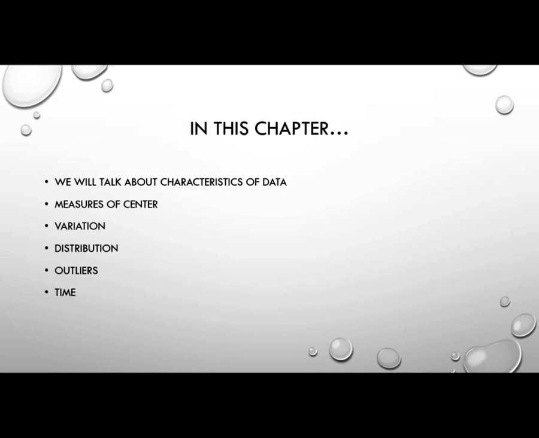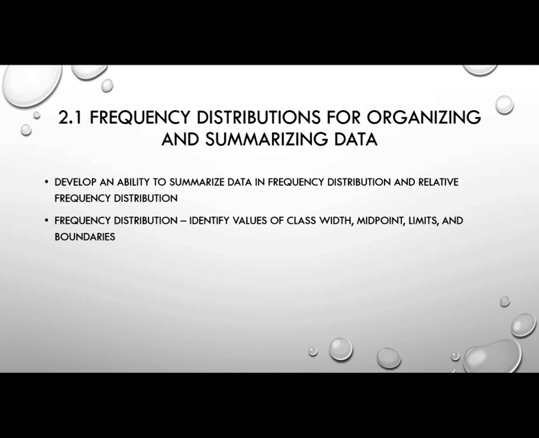In this chapter, we're going to talk about different characteristics of data: measures of center, variation, distribution, outliers, and time. So when I get a data set, one of the first things I do is start visualizing the data. I can look at frequencies and percentages, and then I can create different graphs and charts in order to see how much of one thing or another we have.